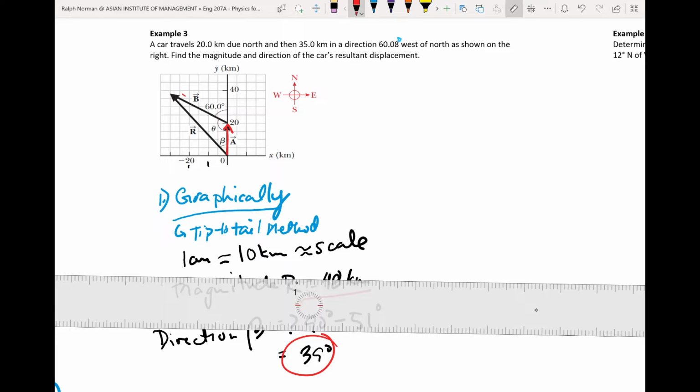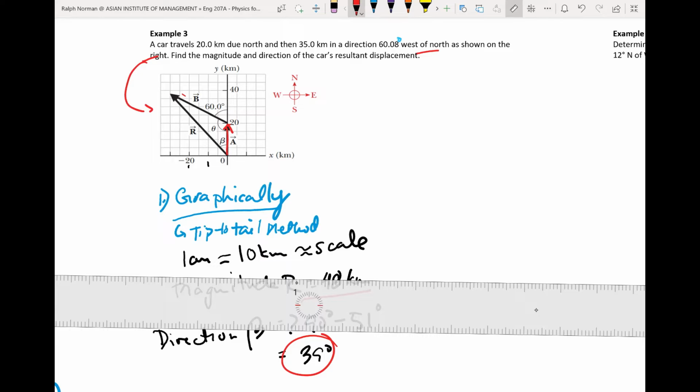20 kilometers, so that's 2 cm. So I just graph it out. And then point B, then made 35 kilometers in direction of 60.08 degrees west of north, as shown in the figure down below. And we're being asked what is R's magnitude and direction.